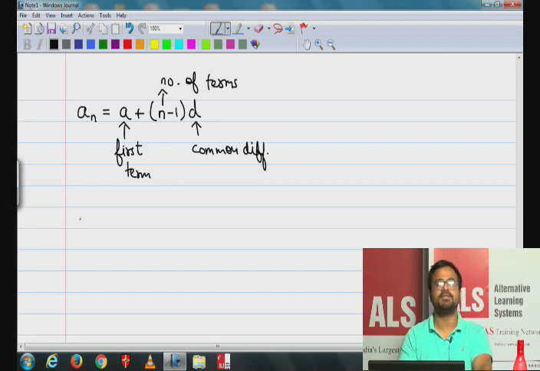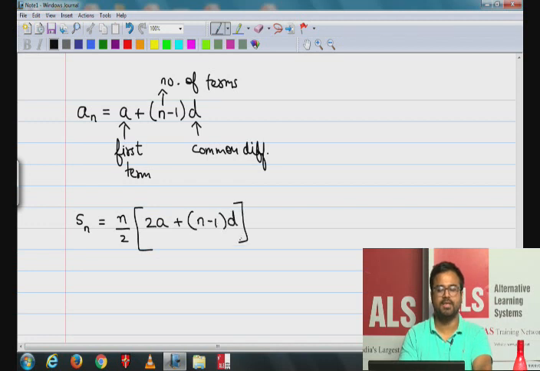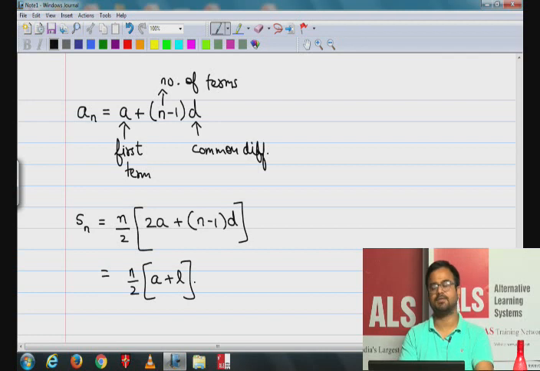And the second one is used to find the sum of the terms. That is given by Sn is equal to n by 2, 2a plus n minus 1 into d. Or if the last term we know, then that is given by n by 2, first term plus last term. These are the two formulas which we have done so far.